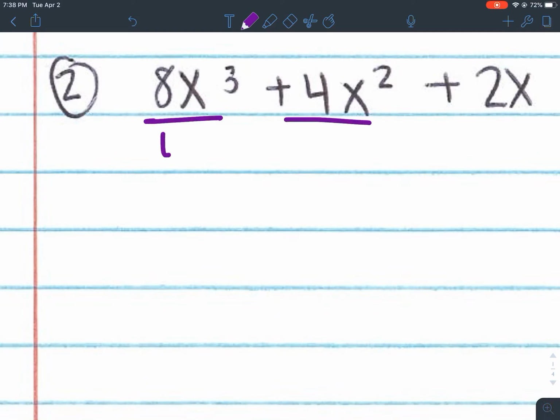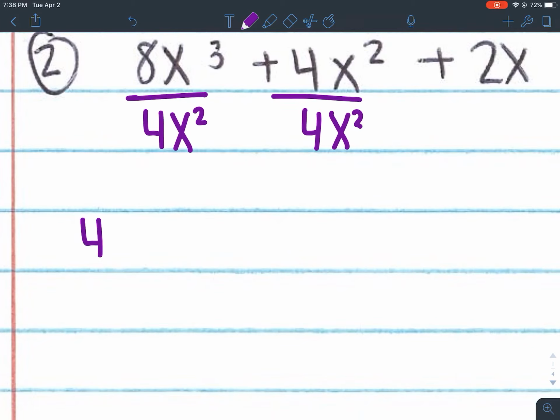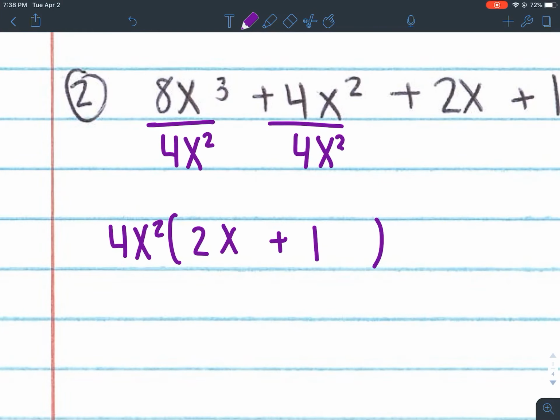The most I could factor out is a 4, and the most x's I could factor out is 2, so x squared. So on the outside of my parentheses, I have 4x squared. On the inside, my leftover is 2x. Now 4x squared divided by 4x squared cancels, but it cancels to be a positive 1, right? 4 divided by 4 is 1, x squared divided by x squared is 1, so we just have a 1 there.